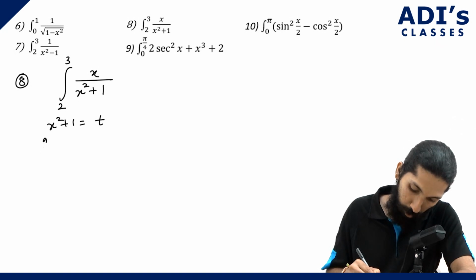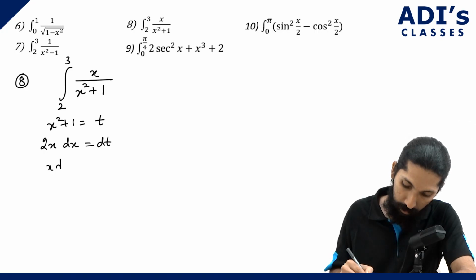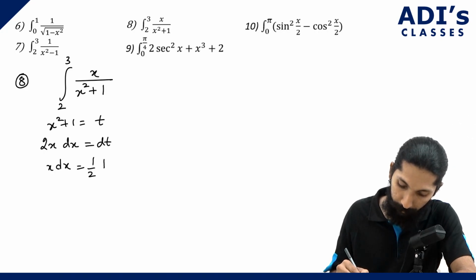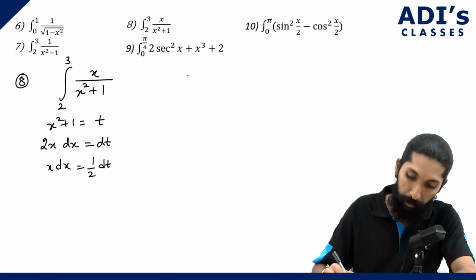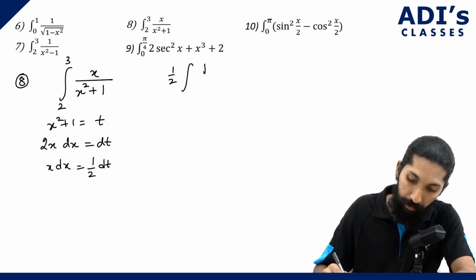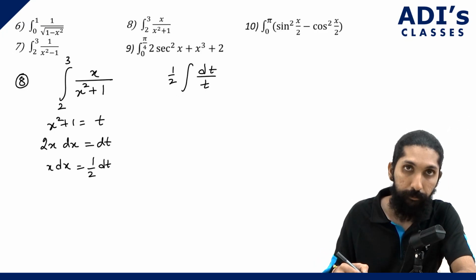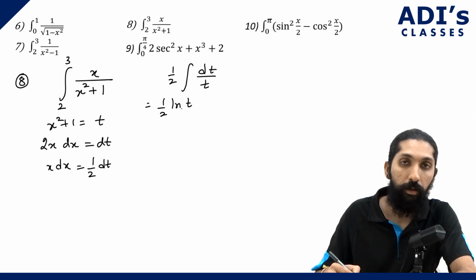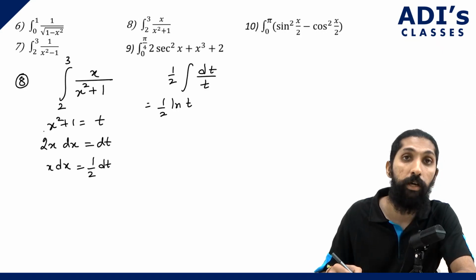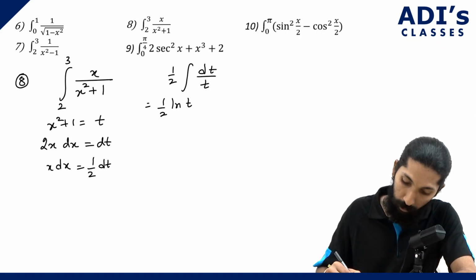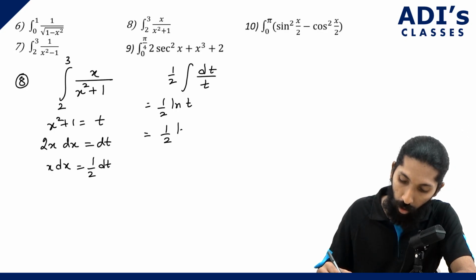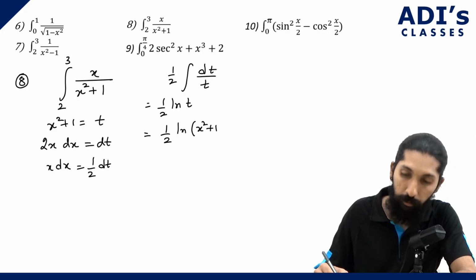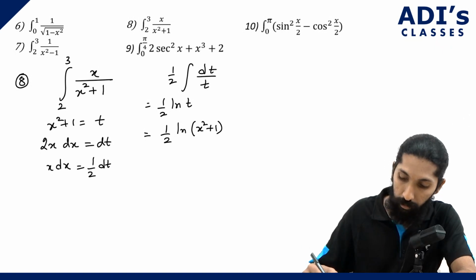So 2x dx is equal to dt. x dx is equal to half dt. My integral becomes half dt divided by t, which is half log t. Now what is t? x square plus 1. This becomes half of log of x square plus 1. Now you can apply the limit. The limit is 2 to 3.